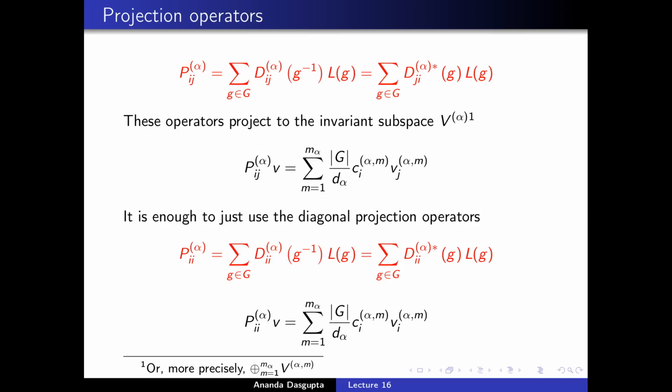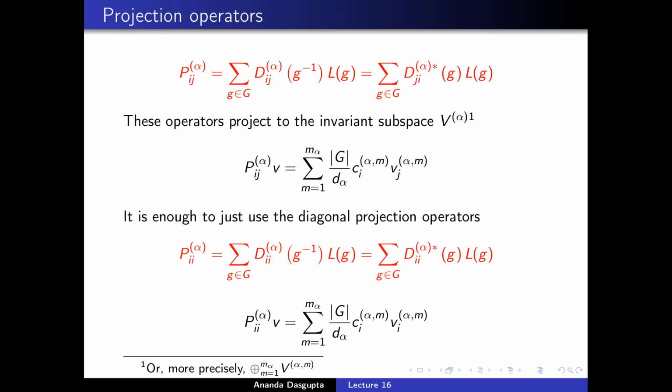And what happens when P^alpha_i, this particular projection operator, acts on V? That's pretty straightforward. What you are going to get is |G| by d alpha once again times c^alpha_i m v^alpha_i m. Notice that in the general case you do get a vector in the direction of v_j alpha, but the weighting factor is not the original coefficient c_j. The weighting factor is actually c_i. Here, because you are using diagonal matrix elements only, what you end up with is a vector in the direction of v_i multiplied by the original coefficient c^alpha_i m with an additional factor of |G| by d alpha thrown in.